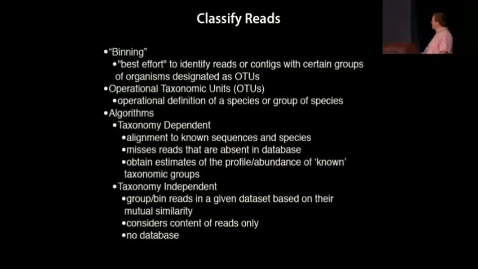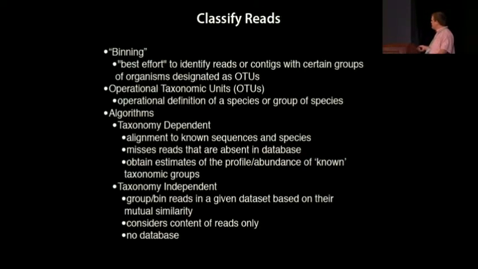So when you want to classify reads, sometimes this is called binning. It's basically your best attempt to identify where these reads belong, what groups, what OTUs, what species. In general, there's two different algorithms. There's a taxonomy-dependent algorithm where you do some sort of alignment to a set of known sequences and species. This is what Kraken does. And then there's a taxonomy-independent method where you can bin your reads based upon clustering and so forth. And this does not require a database.